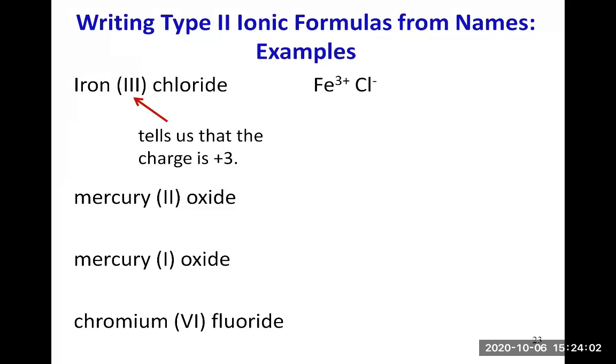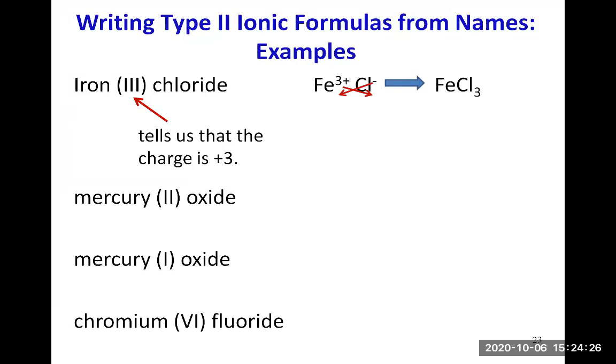Next, you can do the crisscross trick, and you will have the 3 from the 3+ charge of the iron go as a subscript for chlorine, and the 1 from the chloride ion will be a subscript for iron. So the formula will be FeCl3.